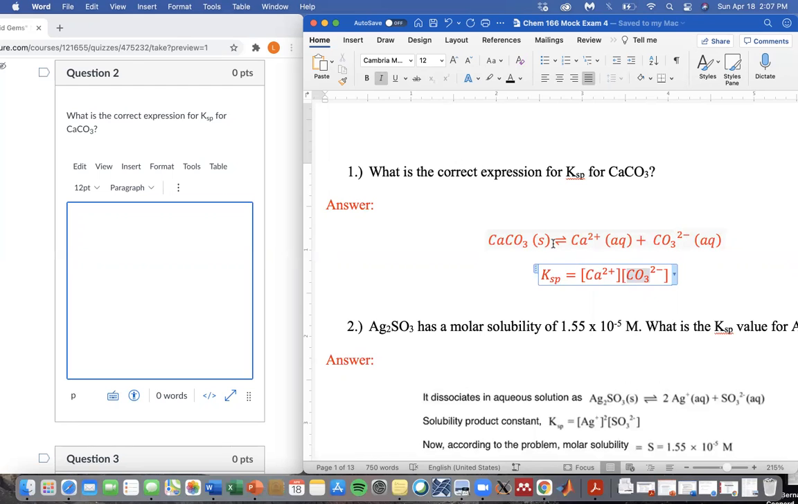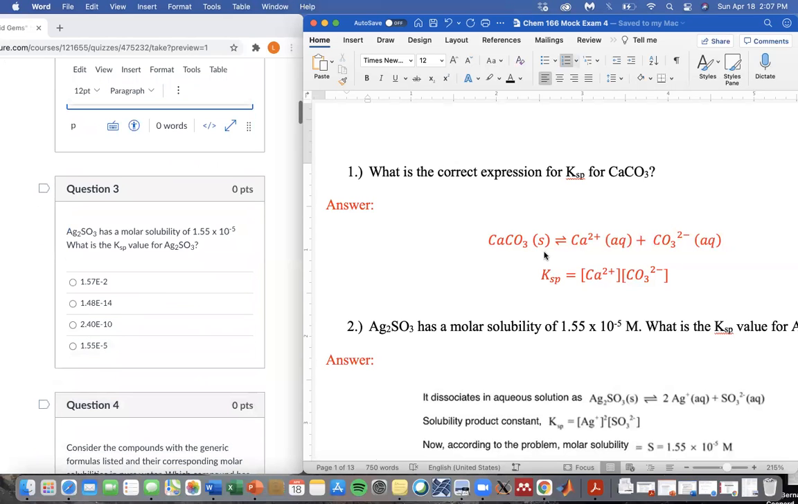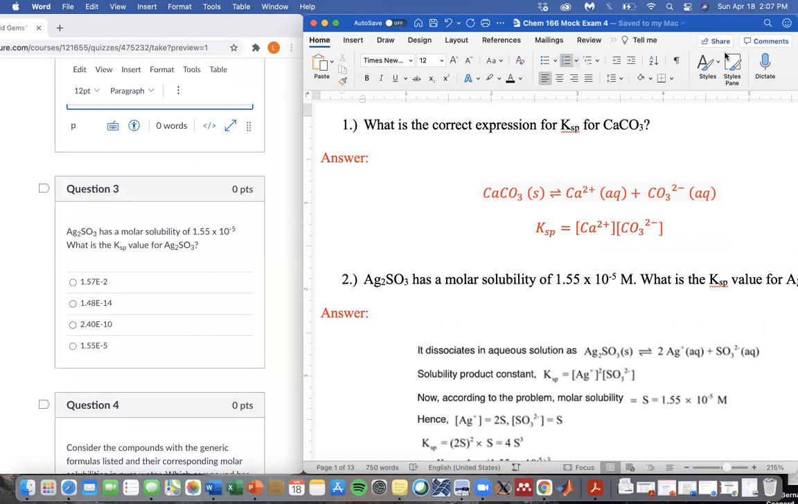Do you have any questions about that one? Does that make sense? I'm sorry if it was worded kind of confusingly. You didn't understand that it was just asking for this. Does that make sense? Yes, it makes sense. Okay, sounds good. Then the next one is a molar solubility problem.